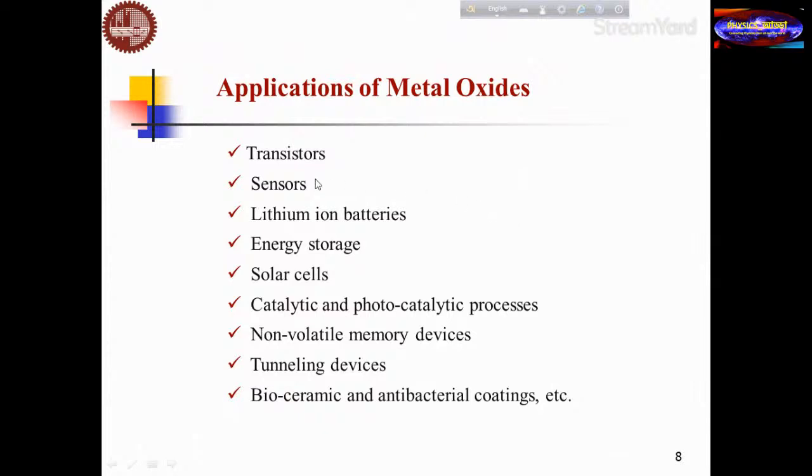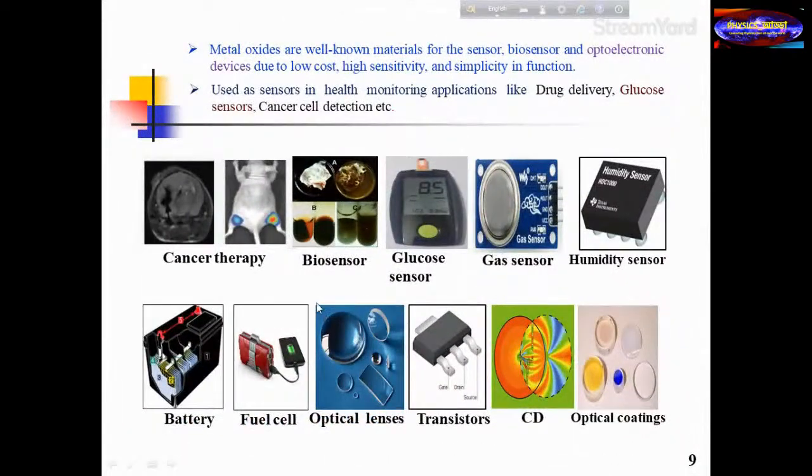Metal oxides are used for fabricating transistors, sensors, lithium-ion batteries, energy storage, solar cells, catalytic and photocatalytic processes, non-volatile memory devices, tunneling devices, bioceramics, and antibacterial coatings, etc. If we see the photographs of some devices, metal oxides are widely used for the fabrication of sensors, biosensors, and optoelectronic devices because of low cost, high sensitivity, and simplicity in function. Like these: cancer therapy, biosensors, glucose sensors, gas sensors, humidity sensors, batteries, fuel cells, optical lenses, transistors, CDs, optical coatings. These are all devices based on thin films.